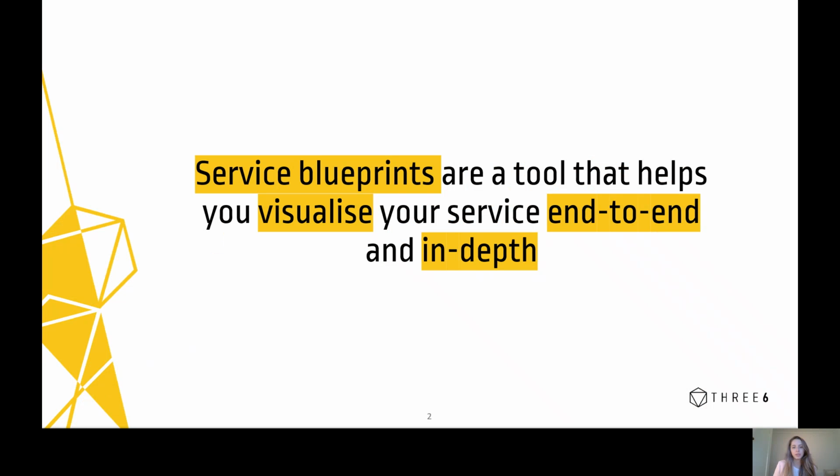So service blueprints are a tool that helps you visualize your service end-to-end and in-depth. This means that we are not only looking at your customer experience from the minute they started the experience with you till the end, but we're also looking at the backend. What are the processes and the technology that you have in the backend that are affecting and making sure that your customer experience happens?